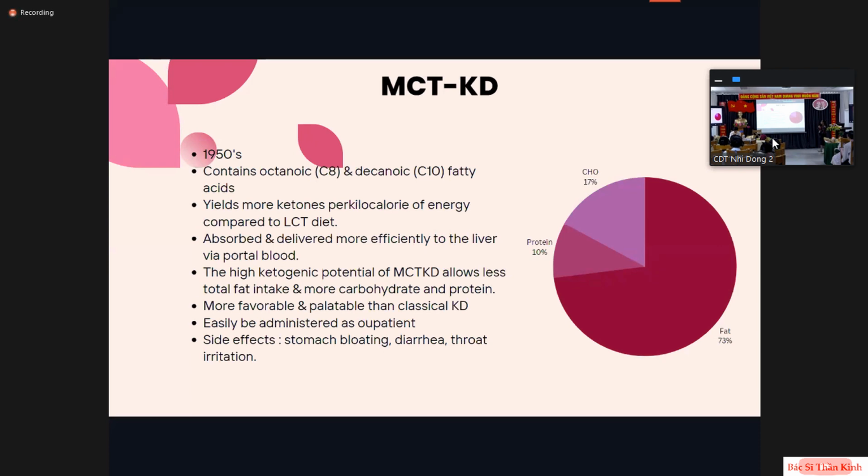It is more favorable, not too sure. More palatable, not too sure, because the food becomes very oily. Some of them complain. But it is extremely easy to be administered as outpatient. They do not have to be admitted. But this is the biggest drawback, I think, is the stomach bloating, diarrhea, and sometimes it can also cause throat irritation.